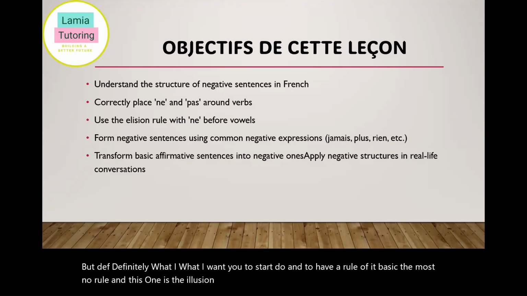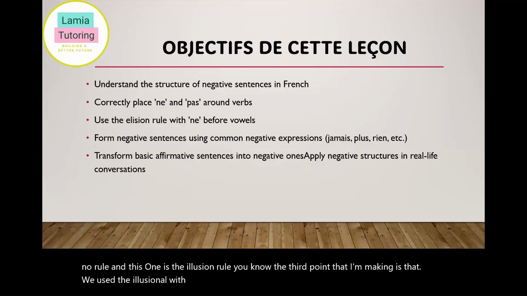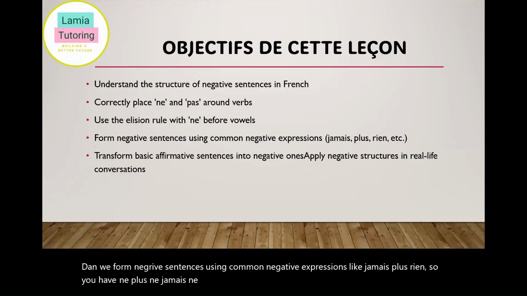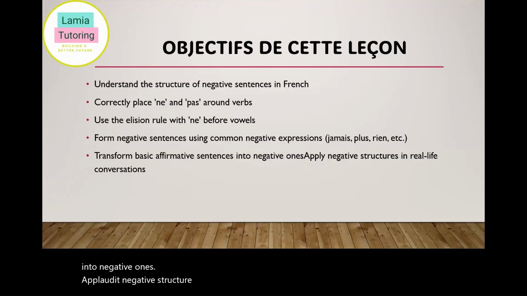You know, the third point that I'm making is that we use the illusion rule with ne before voyelles. So I will explain it more. Just keep in mind it's called the illusion rule. Okay. Then we form negative sentences using common negative expressions like jamais, plus rien. So you have ne plus, ne jamais, ne rien, and so on. And how to transform basic affirmative sentences into negative ones, apply negative structure in real conversation. That's my third point, actually.